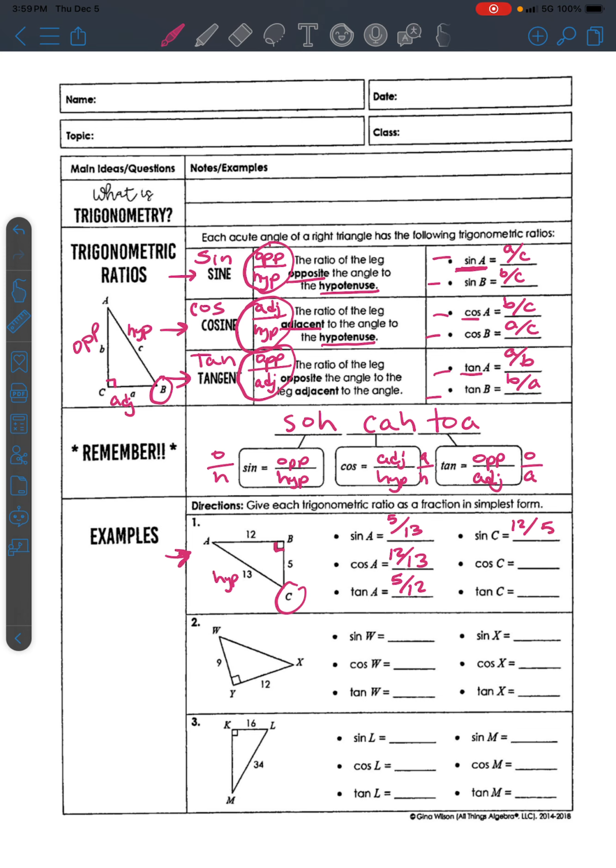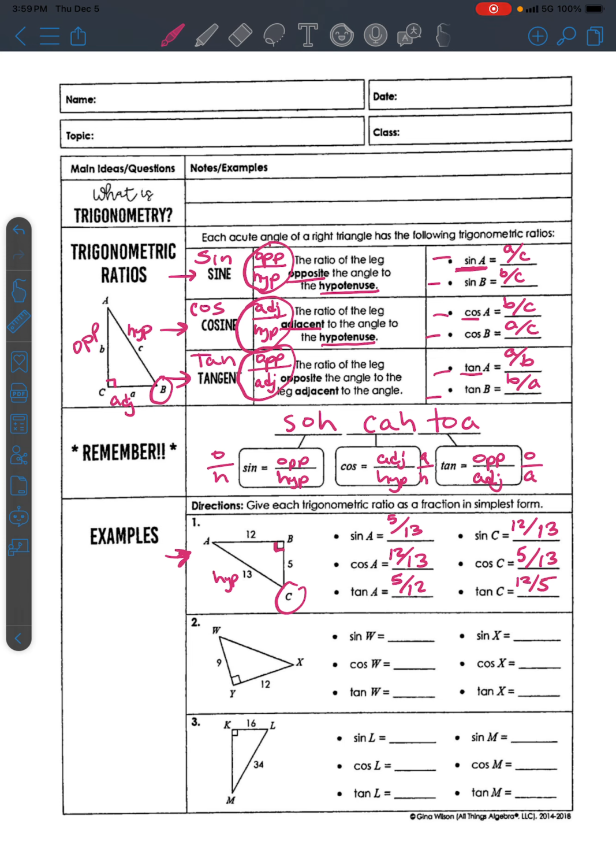The cosine is adjacent over hypotenuse. I'm sorry, I said this wrong. Sine is opposite over hypotenuse, which is 13. Now, cosine is adjacent over hypotenuse, which would be 5 over 13. And tangent is the opposite over the adjacent.